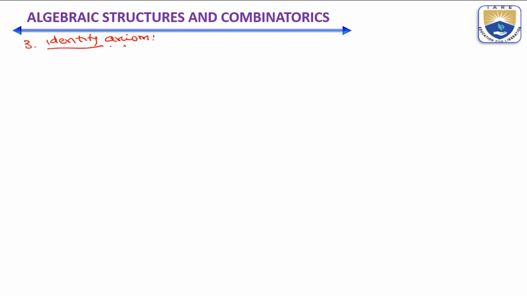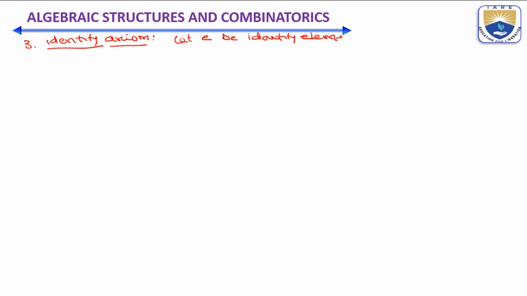So now the identity axiom means: let us take E to be the identity element. Now we are going to verify whether E belongs to Z or not. If E belongs to Z, then we can say that the integer set will have the identity element. So E is the identity element.